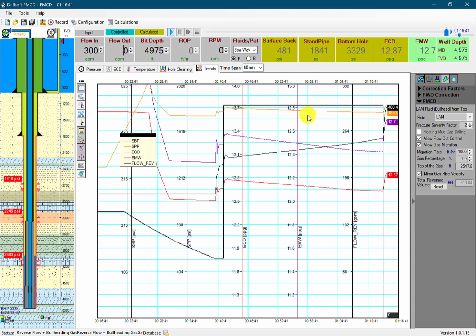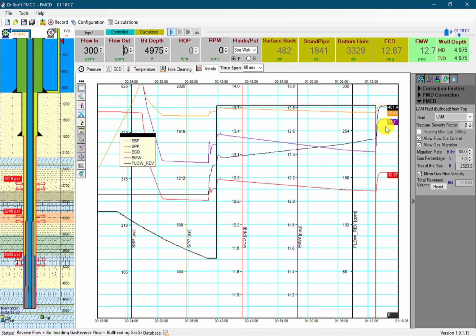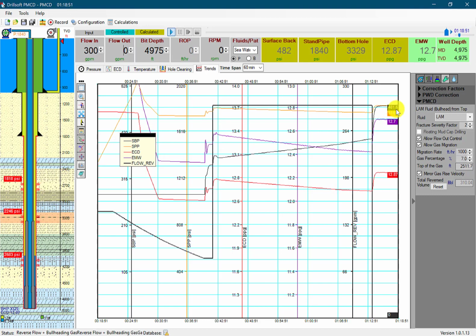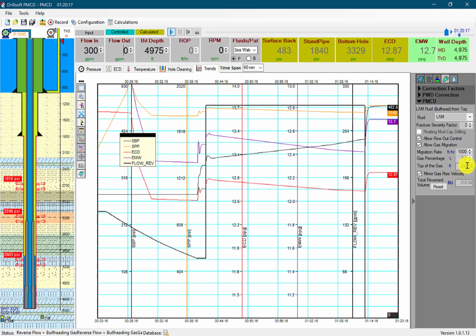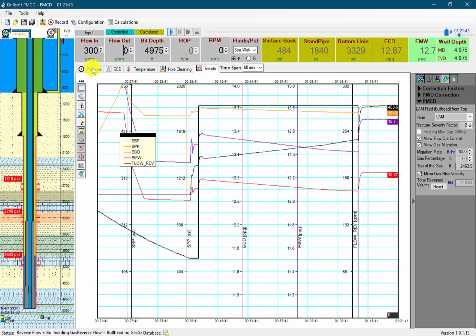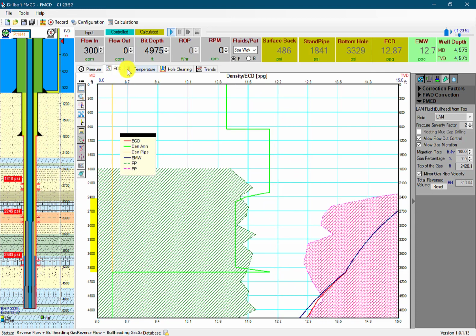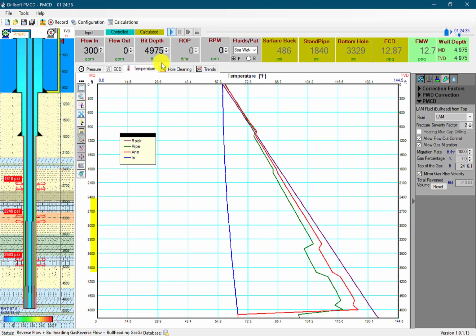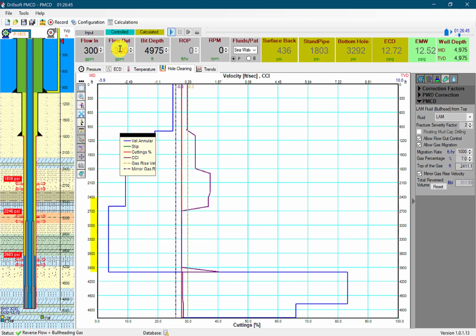In this case, we have wellhead pressure still going up, and we can also see that the top of the gas has moved up. And it's continuing to move up. The gas in the well is also indicated by a yellow highlight here on the left side of the graph. You can see that in pressure, ECD, temperature, and hole cleaning graphs. And we can continue bullheading.